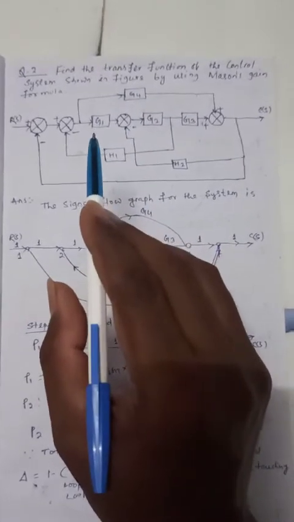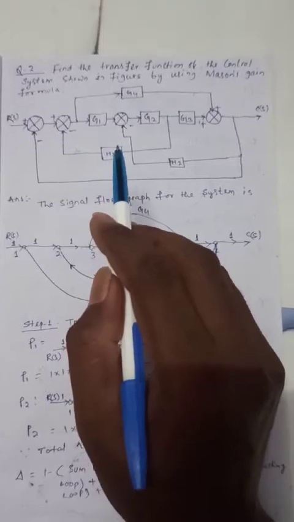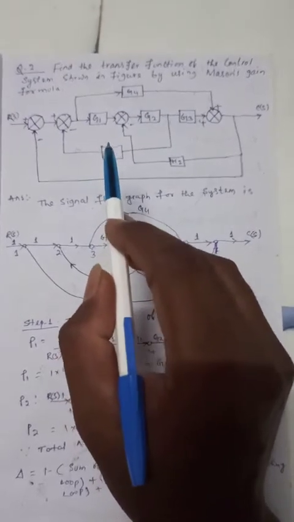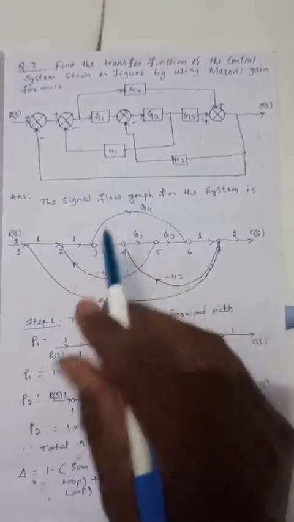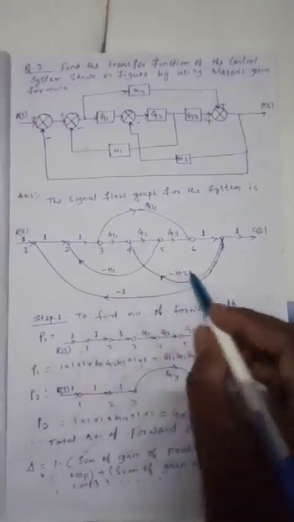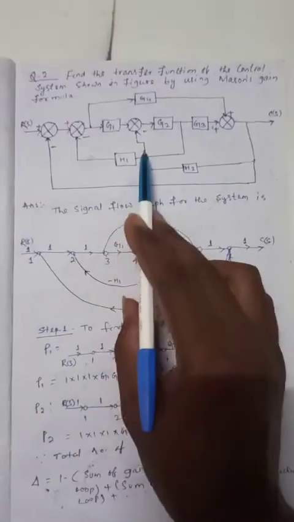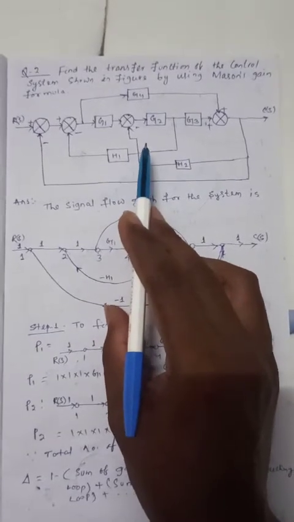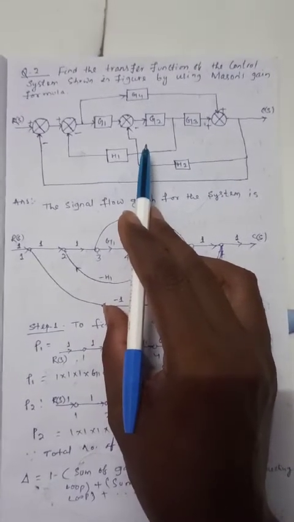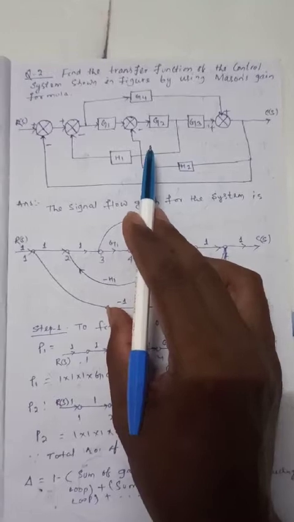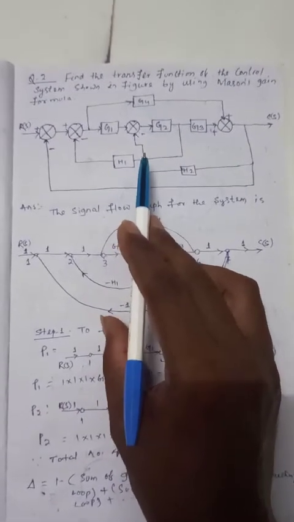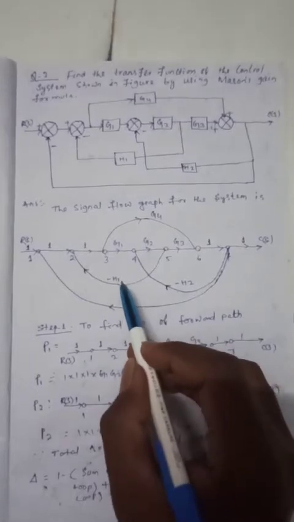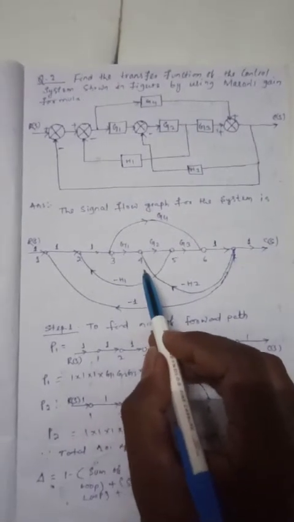The question is given as a block diagram, so we have to convert this block diagram into a signal flow graph. This is your signal flow graph, and this is your block diagram. If the question asks to find the transfer function by using Mason gain formula from the block diagram, then we have to convert the block diagram to a signal flow graph.